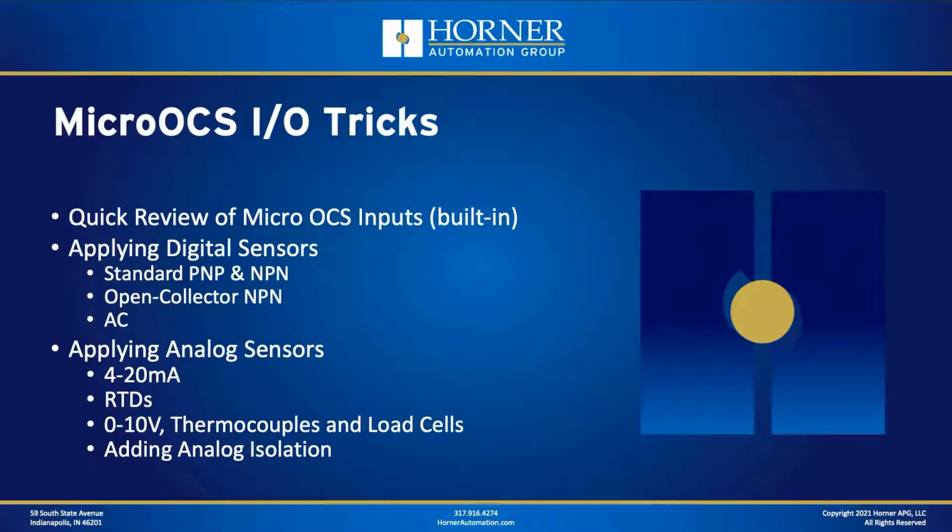Then we're also going to talk about AC. What if I have a couple of AC inputs? How can I handle those? Then we're going to switch from digital to analog. We're going to talk about 4 to 20 milliamp based sensors. We're going to switch over to RTDs. We're going to talk about some other styles of analog: 0 to 10 volt, thermocouple, and load cell. And then we're going to talk just for a minute about isolation on the analog side. When do you need isolation and how would you add it? All right, let's dive right in.